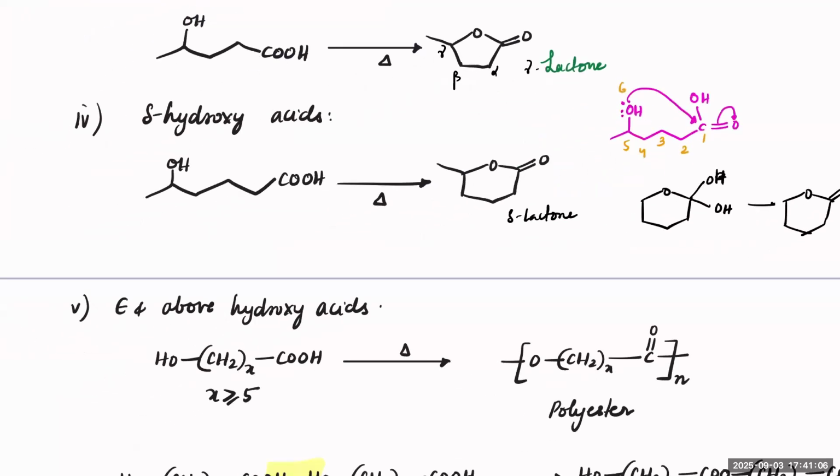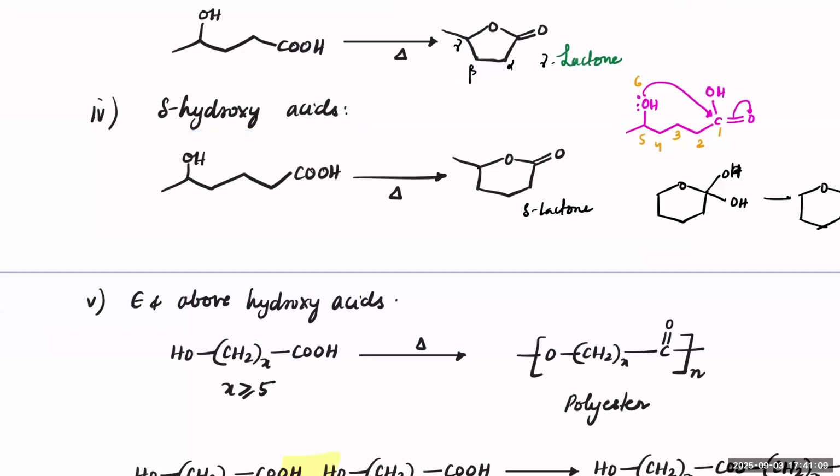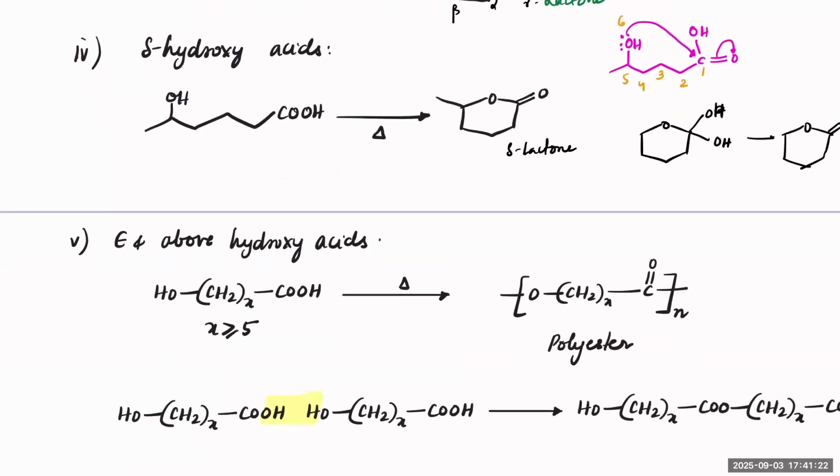Next. If you have a delta hydroxy acid, in delta hydroxy acid, oxygen will attack on carbon, OH and H can be removed out, and you'll get delta lactone group. Clear, beta? You'll get this as delta lactone.